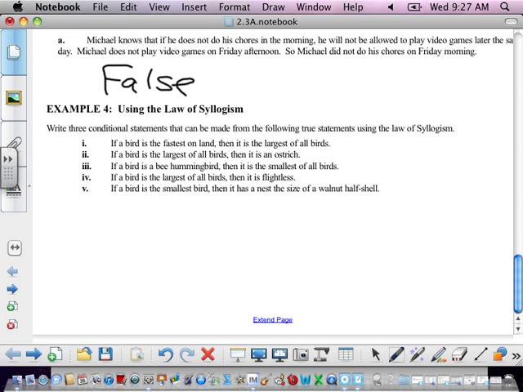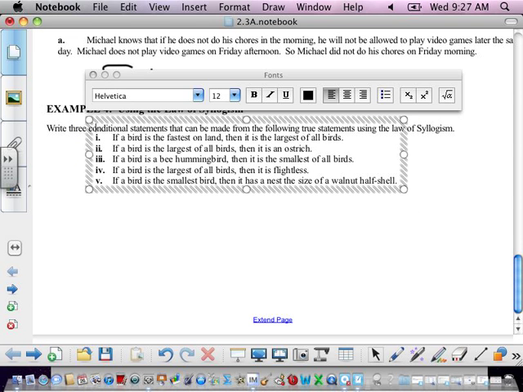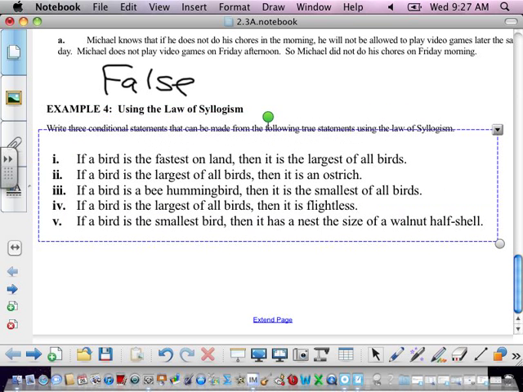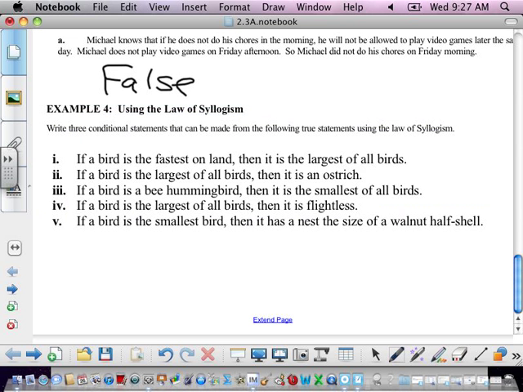I know, you're all like, what are you talking about? Okay, I will show you right here. We're going to use this as an example. If a bird is the fastest bird on land, then it is the largest of all birds. So we're going to look right here. It is the largest of all birds. Does anybody see a hypothesis that starts with the largest of all birds? You said what? 1, 3, 4, 5. Does anybody see where the hypothesis, the first statement, starts with the largest of all birds? The next one, right? See how those two match?